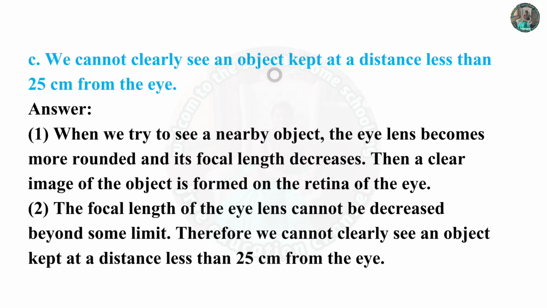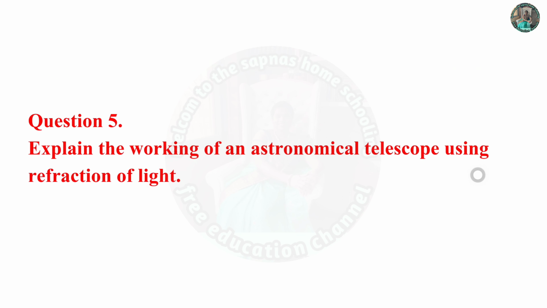We cannot clearly see an object kept at a distance less than 25 cm from the eye. Answer. When we try to see a nearby object, the eye lens becomes more rounded and its focal length decreases. Then a clear image of the object is formed on the retina of the eye. Second, the focal length of the eye lens cannot be decreased beyond some limit. Therefore, we cannot clearly see an object kept at a distance less than 25 cm from the eye.